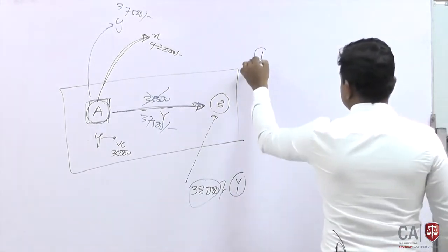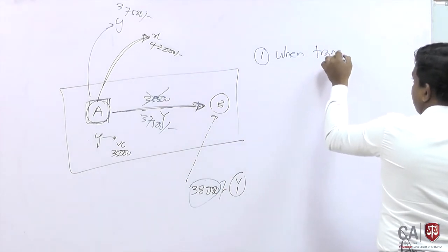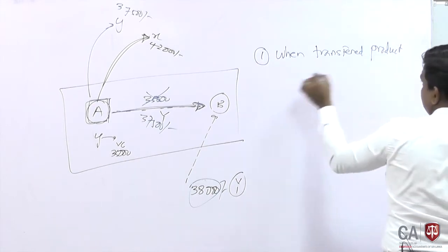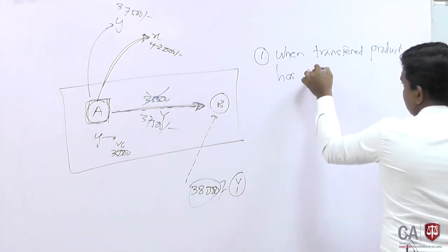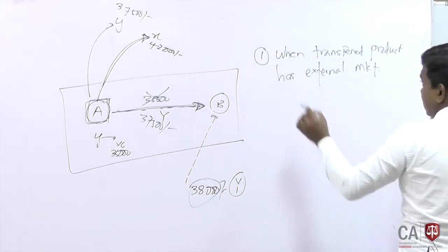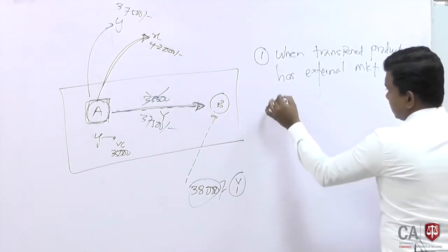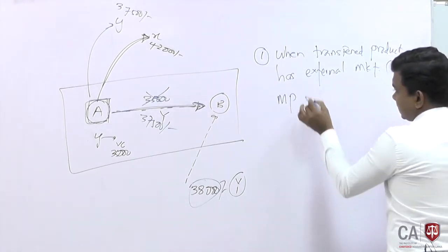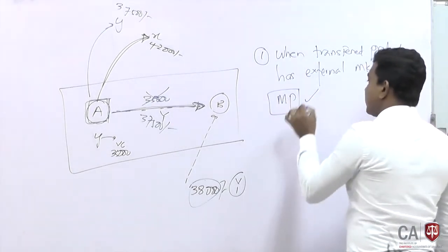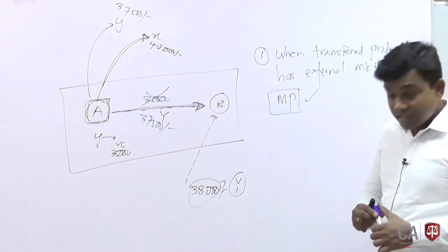Therefore, you can say, when the transferred product has an external market, in this case product Y, the market price is the transfer price. Got it? As the transfer price, you can use market price. That is 37,500, as I explained here.